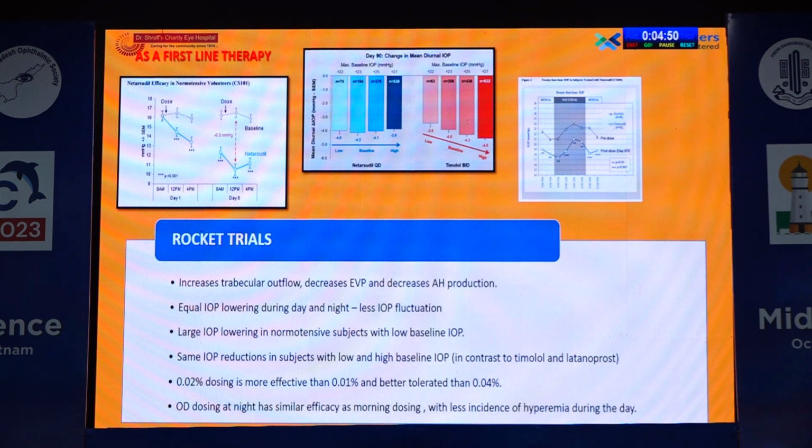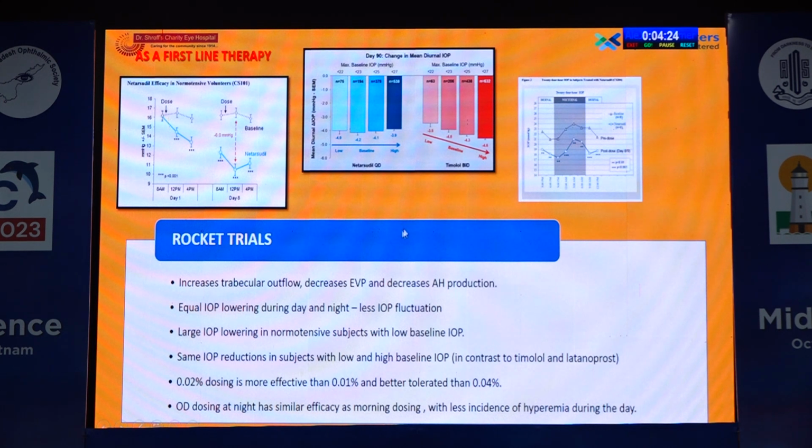So it is being used as a first-line therapy, not very frequently, but these are the phase trials which were conducted. In the phase 1 trial, surprisingly, they found that in normotensive individuals, latanoprost (Xalatan) decreased the IOP by 3 millimeters of mercury, whereas Netarsudil decreased it by 6 millimeters of mercury. So then they went ahead with the other trials, and the ROCKET trials were the phase 3 trials which were conducted, which included 4 trials.